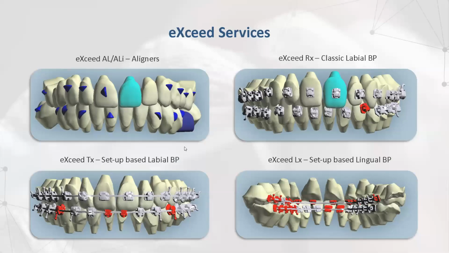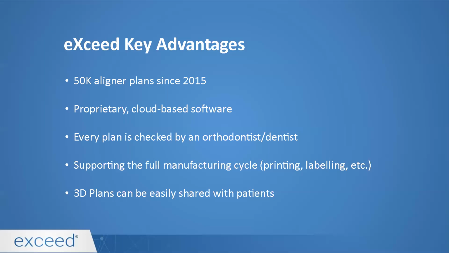As for the services, we actually started from classic indirect bonding back in the day. So we also provide setup-based bracket placement and lingual bracket placement. But the main product right now is aligner planning. But if you use both of those services, it could be really convenient to take them from one window, so to say. Just a short overview of the CEST advantages.